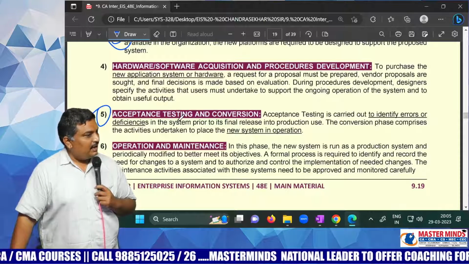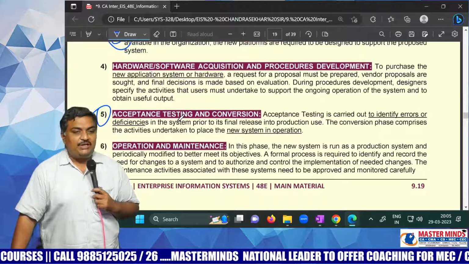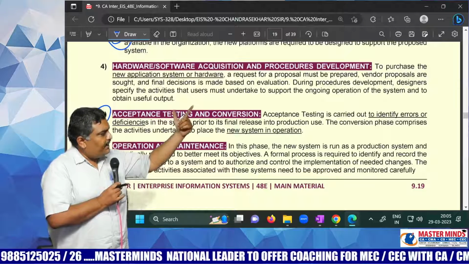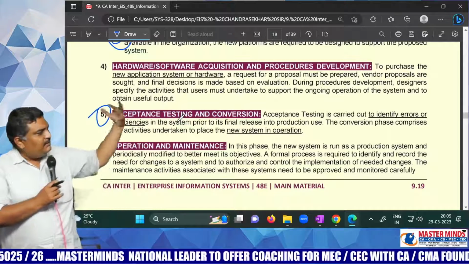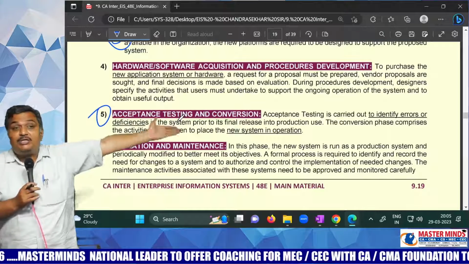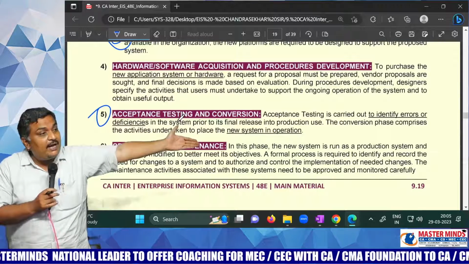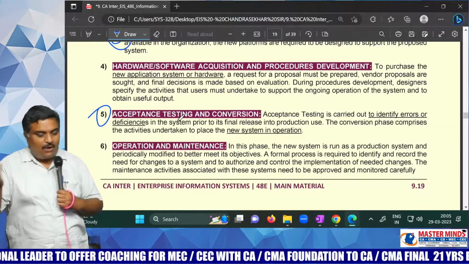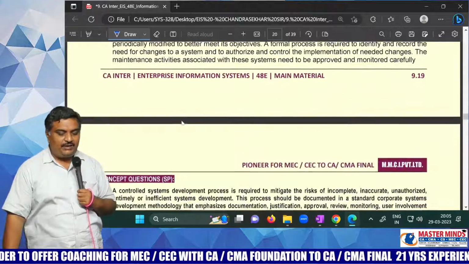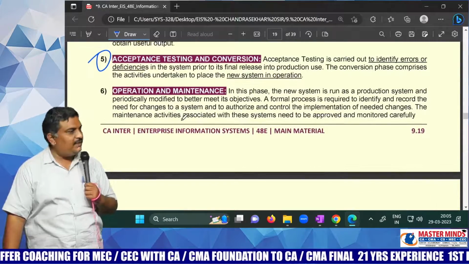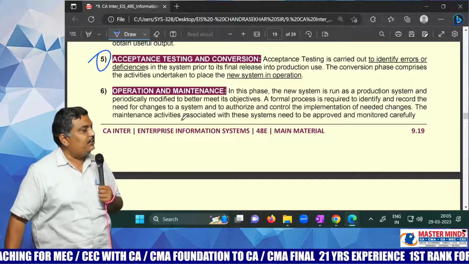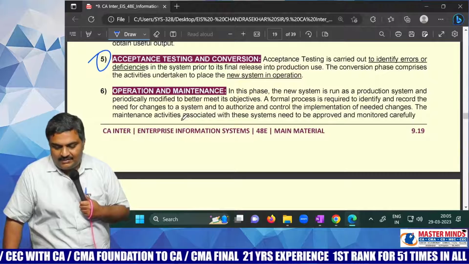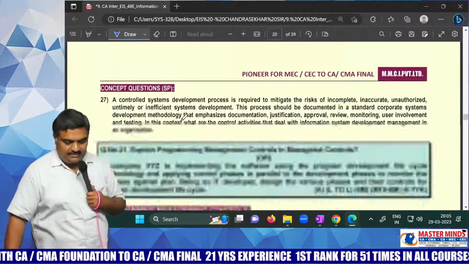Okay. Next, acceptance testing and conversion. Conversion means what? I have tested the software and I have accepted it. Then I will tell my employees, alright, software is okay, come on, enter all the data in the software. Because till now all the data is in books. Now what I have to do? I have to enter all the data into the system. Okay. Operation and maintenance. Okay, started using the software, but operation and maintenance will be there. Operation and maintenance will be there means what? Every 2 days I need to take the backup. Every 3 days I need to update the antivirus. That is called operation and maintenance.